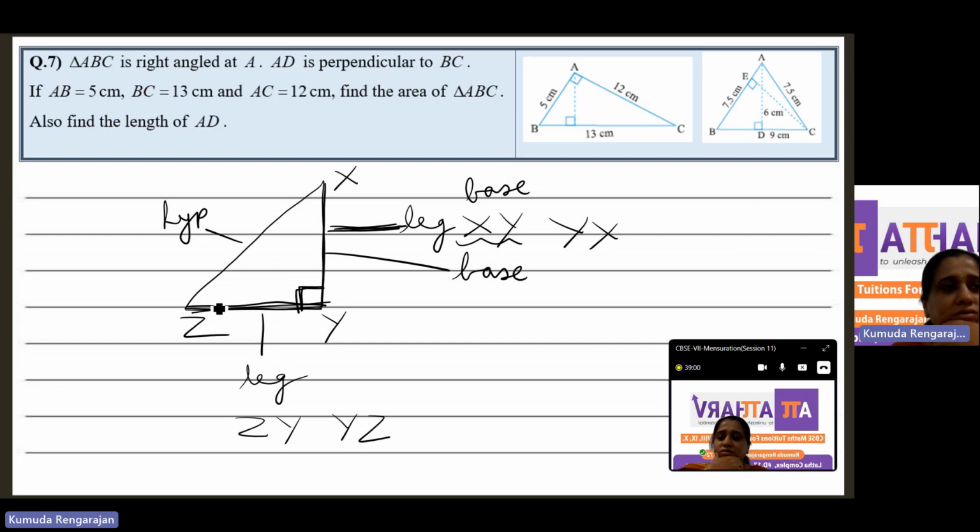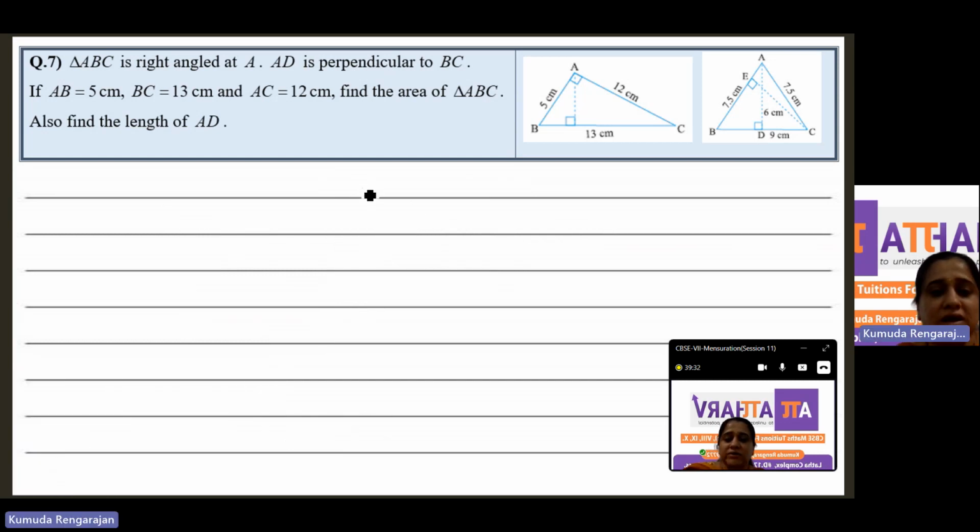If ZY is the base, XY is the altitude, correct? You're saying this letter is coming common now. Yes, it happens only here, otherwise not. Here you're getting ZY as the base and XY as the altitude. The letter Y is repeated. Yes, it happens, it's correct. Again, I'll just make sure that you all understood and then go back to the question.